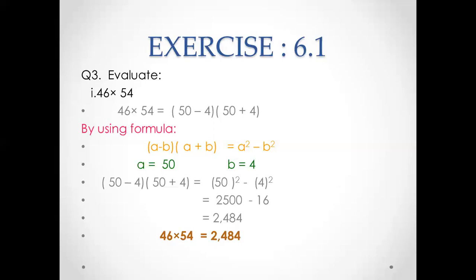Now according to our formula, a is 50 and b is 4. Instead of a, you put 50 and instead of b, you put 4: 50 square minus 4 square. The square of 50 is 2500 and the square of 4 is 16. Subtract these two numbers and you will get your required answer. You can also verify your answer by multiplying 46 and 54.